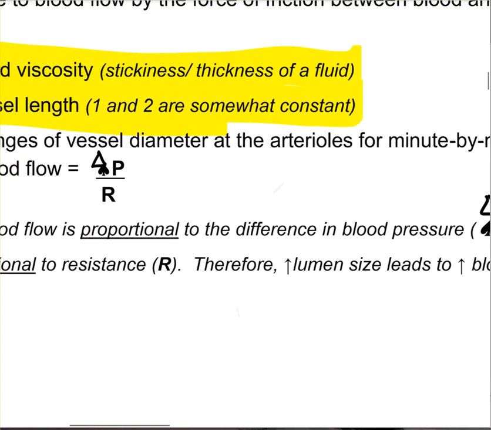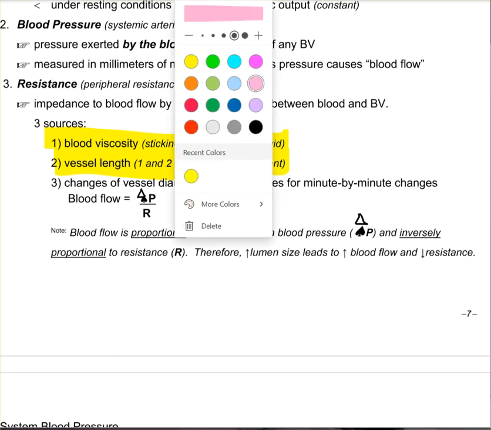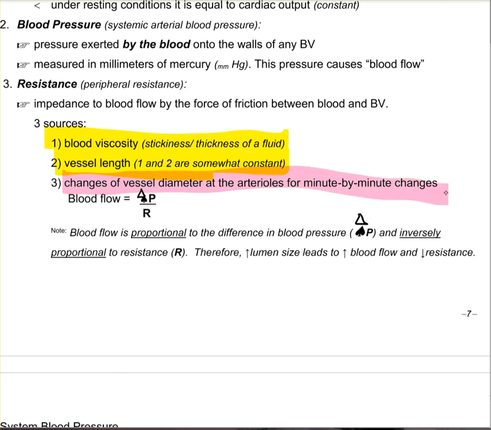Now, this third source of resistance is the one that is most important, because the smooth muscle in the arterioles can contract and vasoconstrict, or can relax and vasodilate. So blood flow, which is the same as saying cardiac output in a resting individual, right? We talked about cardiac output being equal to blood flow under a lot of conditions.